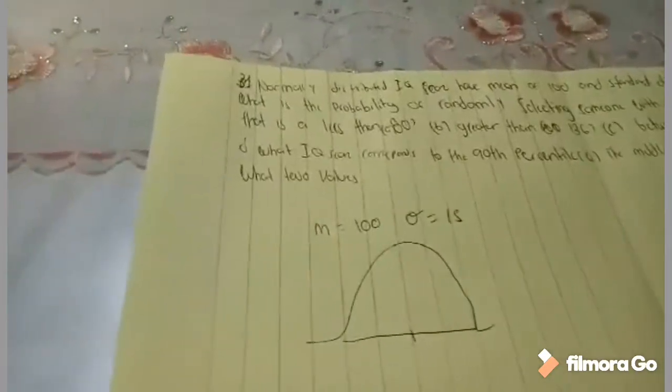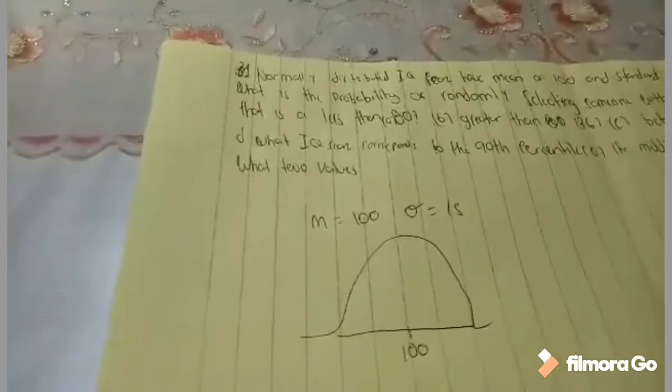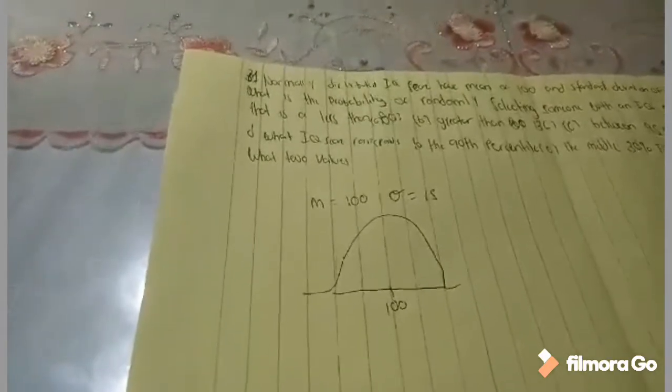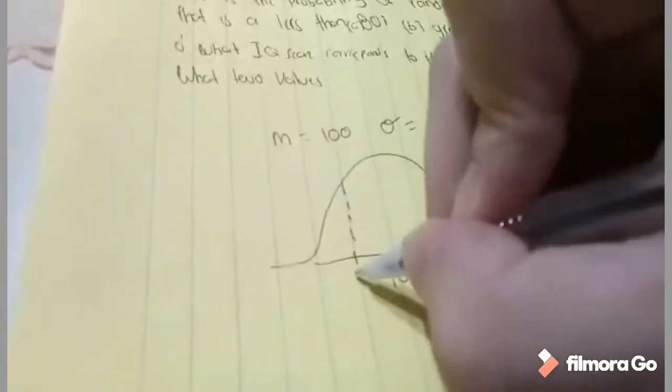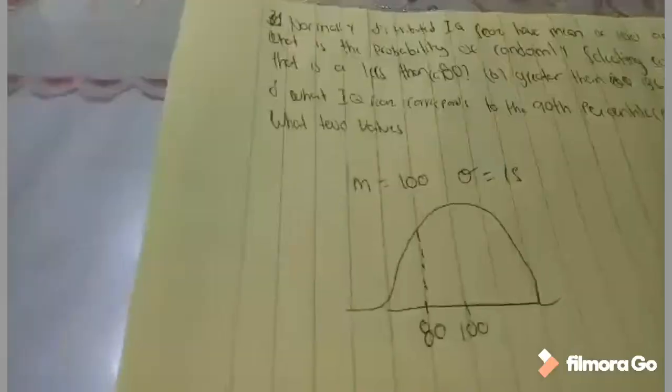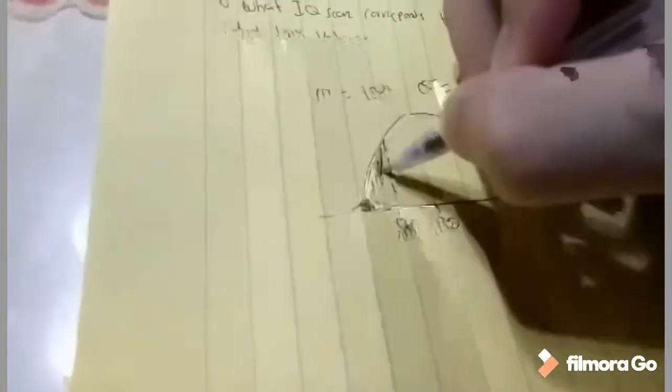The mean is 100 and we will find the probability of selecting someone with a score less than 80. Less than 80, so negative, right there. What we need is the area to the left of 80. I'm going to shade it like that.